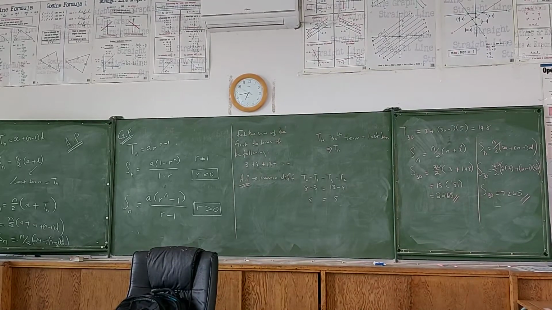But you must never forget that when questions are given, you must first determine whether you're working with an AP or a GP. And there's a very quick thing you can test. Subtract successive terms, see if there's a common difference. If not, divide successive terms, see if there's a common ratio. If that is the case, then you're obviously dealing with a GP.